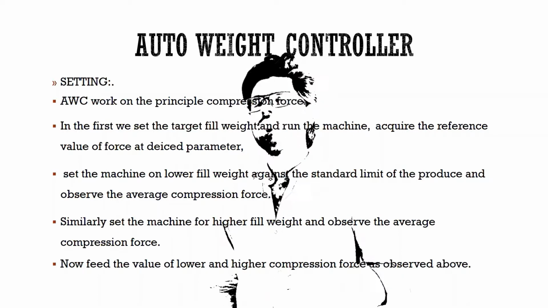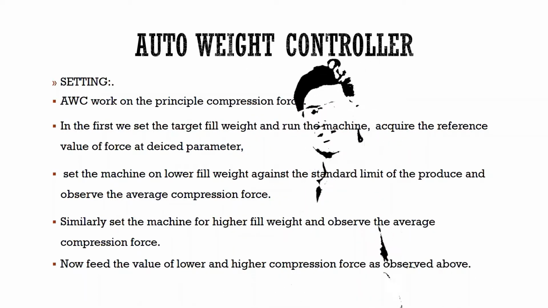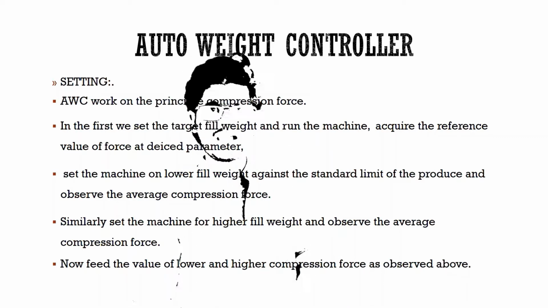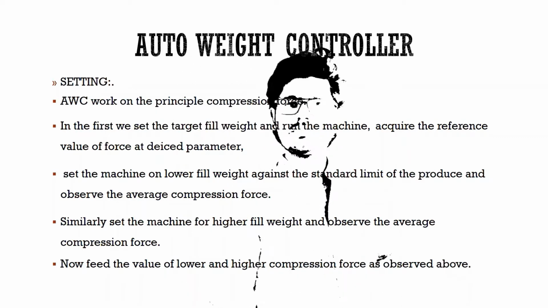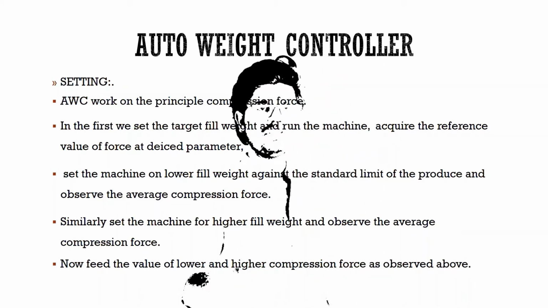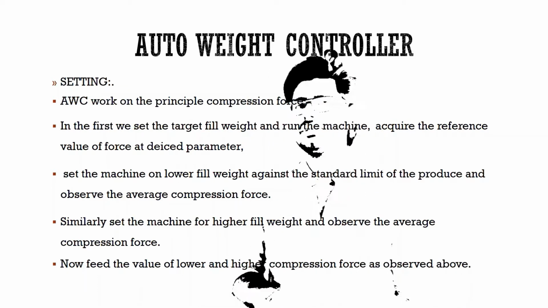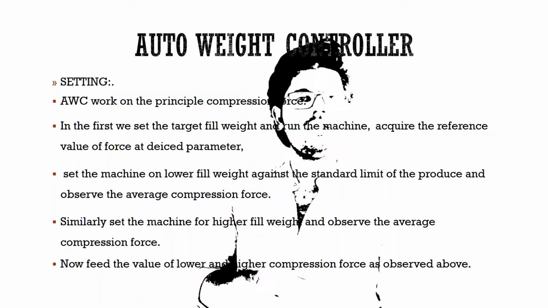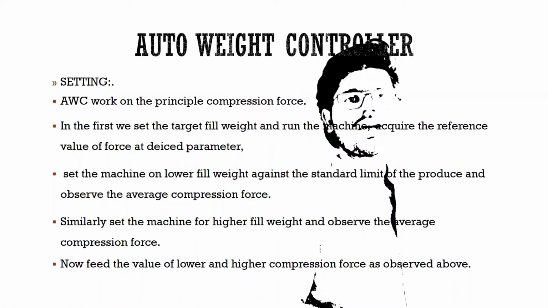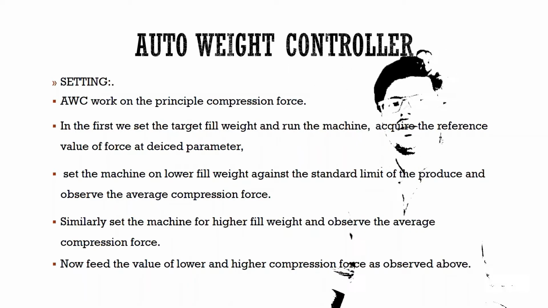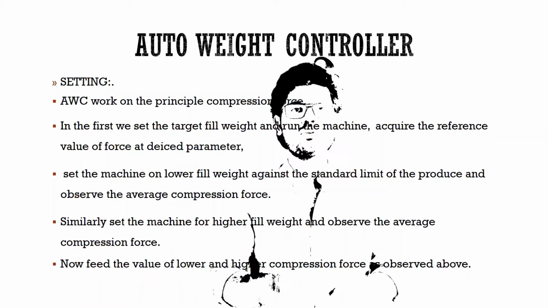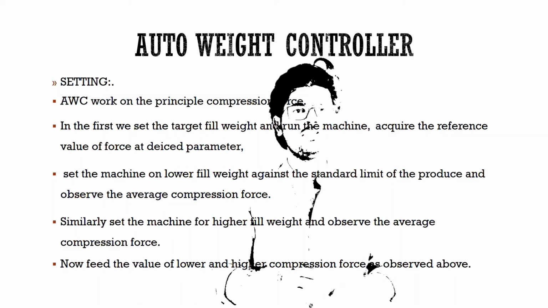How to set the A.W.C parameters? A.W.C works on the principle of compression forces. In the first step, we set the target fill weight and run the machine, and acquire the reference value of the force and the set parameter. Set the machine on lower fill weight against the standard limit of the procedure and observe the average compression force. Similarly, set the machine for higher filling weight and observe the average compression force. Now feed the values of the lower and higher compression forces.